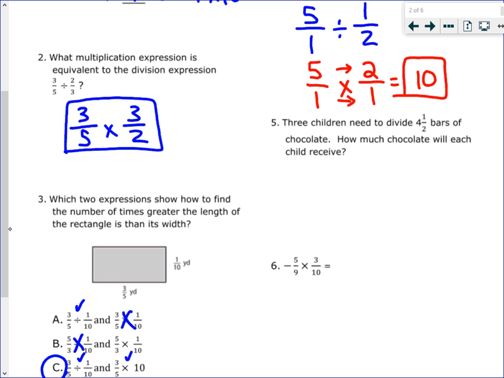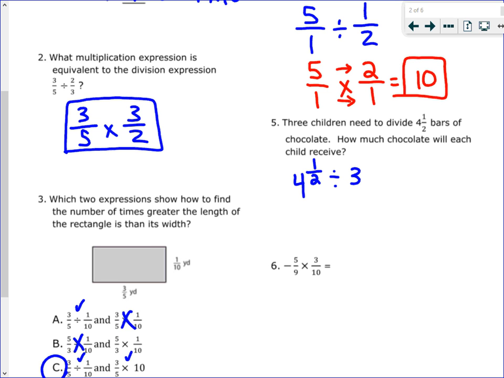But that wouldn't make sense because we're not dividing up the children into the chocolate. We're actually dividing the chocolate or the bars into the children. So we're trying to figure out how many will go into 3 different groups. So 4.5 divided by 3 in this case. So make sure you're using a little bit of logic so you can do this. It's going to be 4.5 divided by 3.